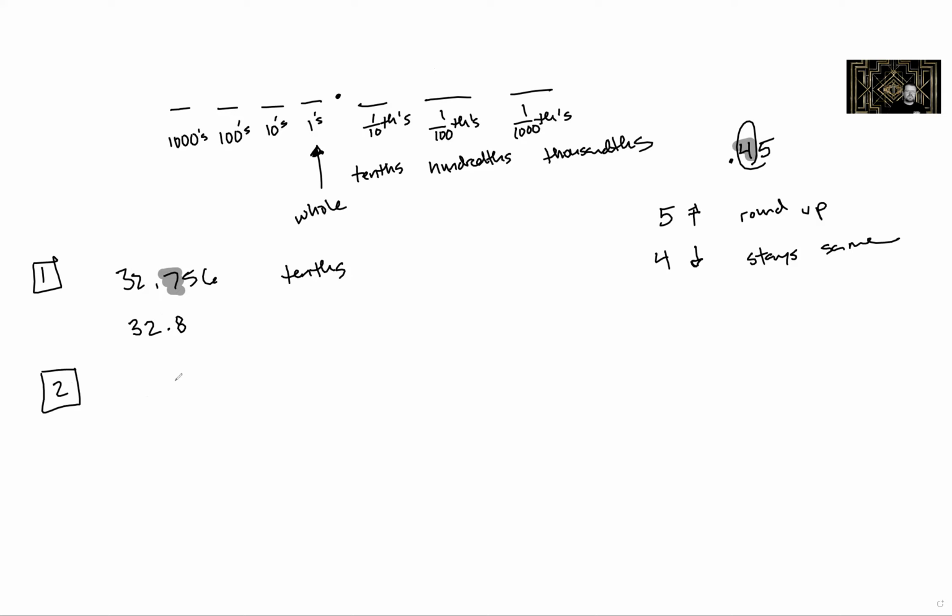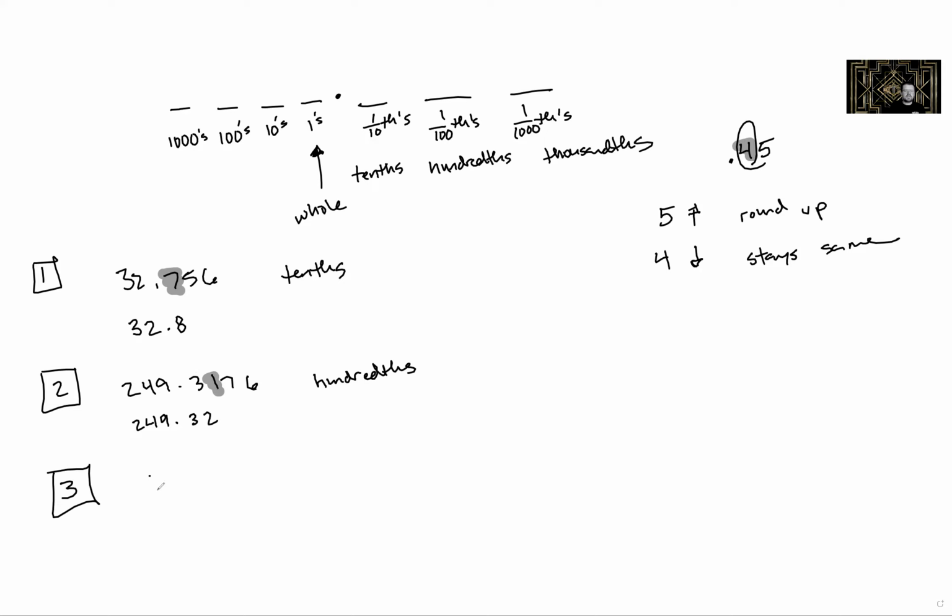Number 2, 249.3176. If I ask you to round to the hundredths place, go in, highlight the place that you're rounding to or circle it. I'm rounding to the hundredths place, so I look at the number that's adjacent to it. That's a 7. Because 7 is higher than 5, I add 1 to that number, so 249.32.